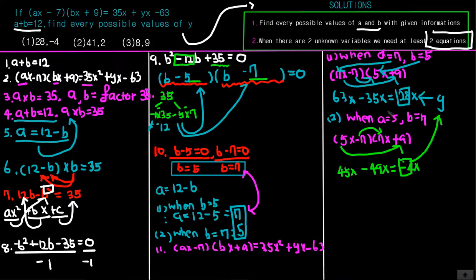So we can see that our value of y is equal to 28 or negative 4, which in this case, number 1 is our solution. We always have to remember that this question is about the relationship between quadratics and binomials. Also, we need to always remember that if there are at least two unknown variables, we need at least two equations.